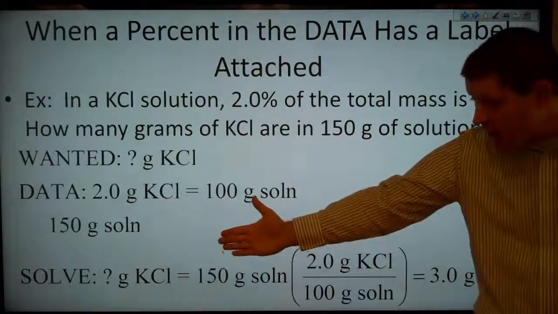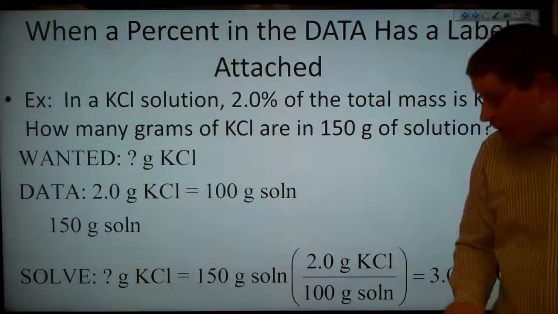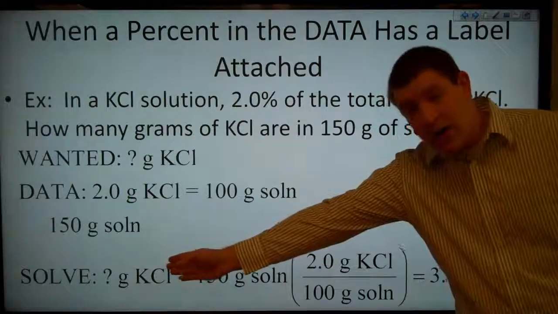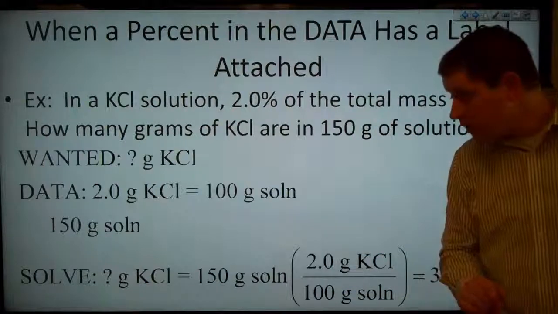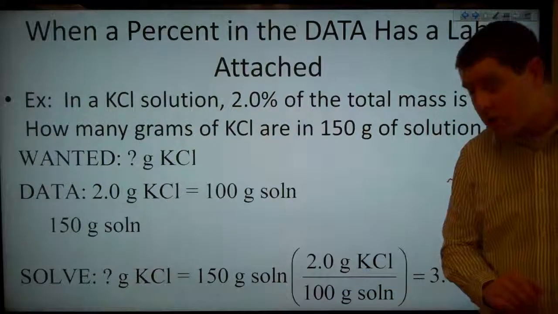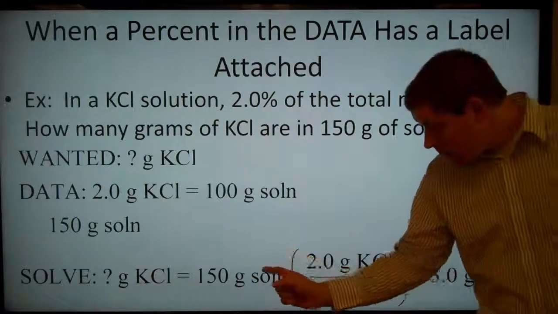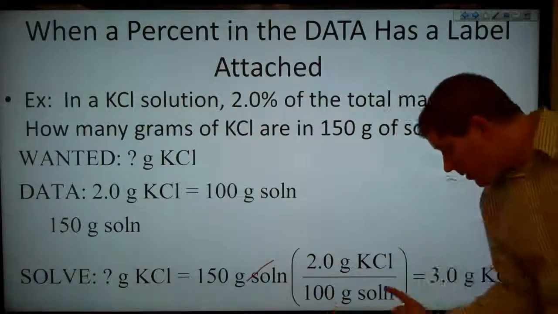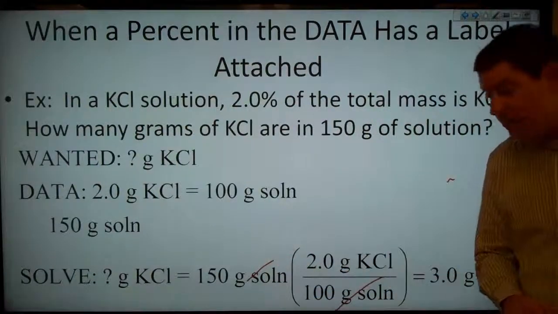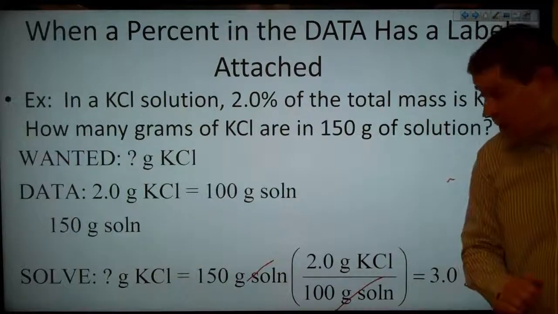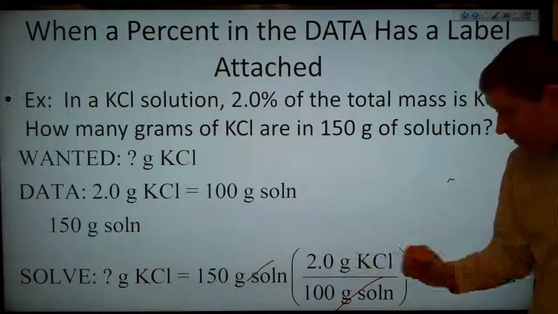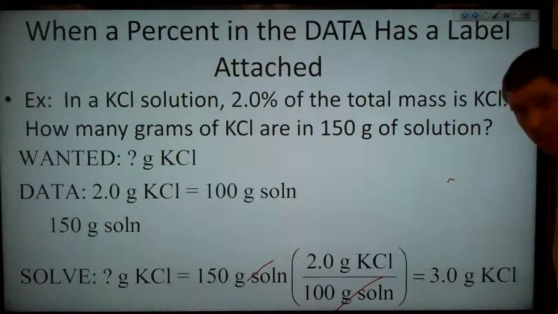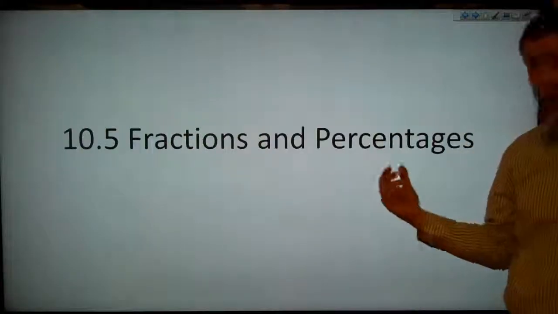And that means now we can write our solve. So grams of potassium chloride equals now our given 150 grams of solution. Remember, we want a single unit, so we need to start with a single unit. And 150 grams of solution is the only single unit we have. And now we can get rid of grams of solution and get to grams of potassium chloride. So get rid of grams of solution. Now we have grams of potassium chloride. That's the unit that we wanted. And we then have 150 times 2.0 divided by 100, and that gives us 3.0 grams of potassium chloride. So that was fractions and percentages.